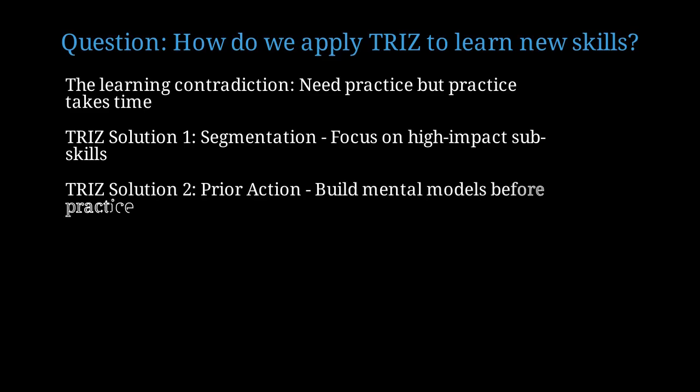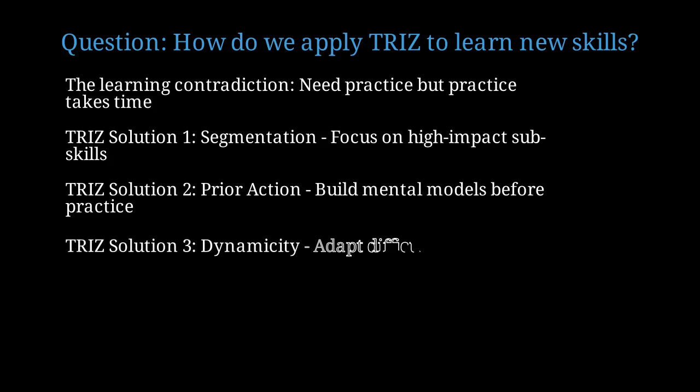Solution 2 uses prior action. Build comprehensive mental models through observation and study before physical practice. This preloads your cognitive system, making actual practice far more efficient. Solution 3 uses dynamicity. Create adaptive practice systems that automatically adjust difficulty based on performance. This optimizes the challenge level for maximum learning rate.